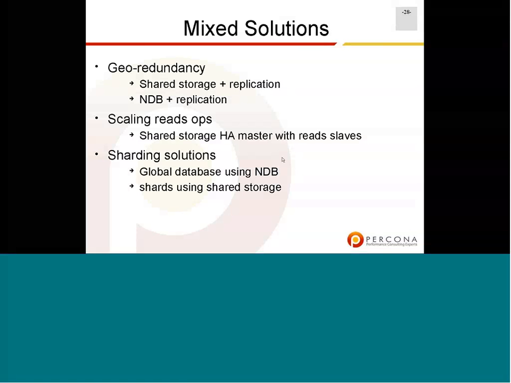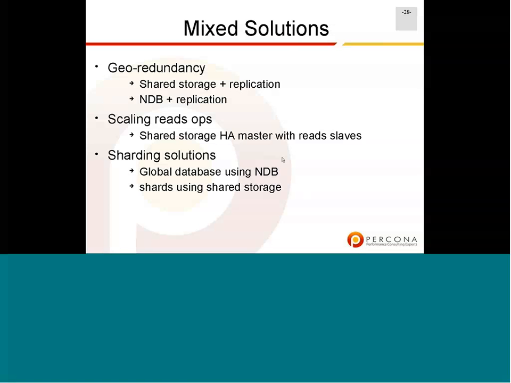If you want to scale the reads, but you want a HA master, you can have a shared storage master with many read slaves. That will work perfectly well. Of course, if you are doing sharding, you could use a global database using a small NDB cluster, which is very fast and HA, and then the shards could be using a shared storage solution. So there are many, many options that you have.